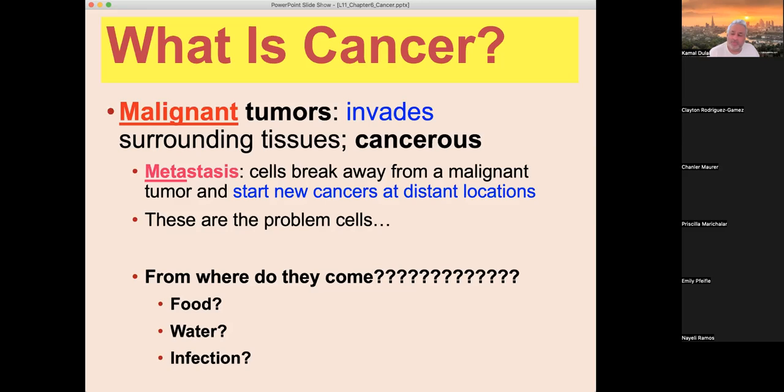Water contamination, let's look at that. So pure water doesn't cause cancer, right? But water that's contaminated may. So in Turlock, we do know that the water that's in the ground, underground water, groundwater, is contaminated. What is it contaminated with?